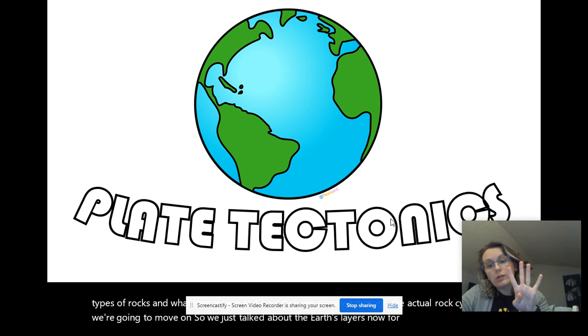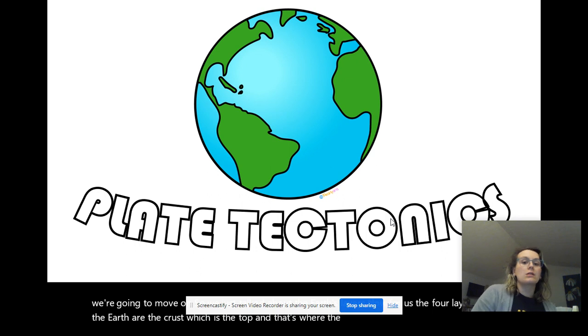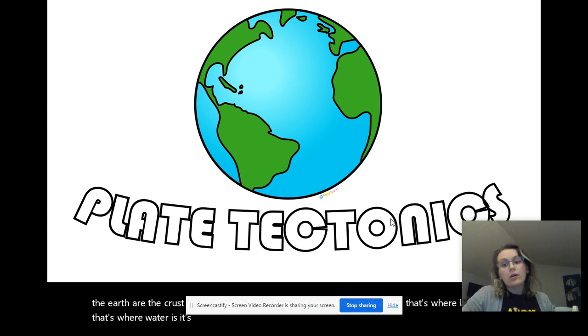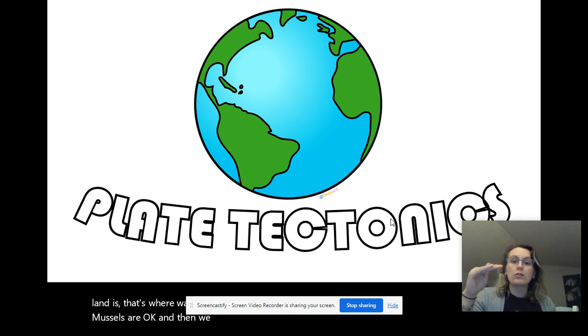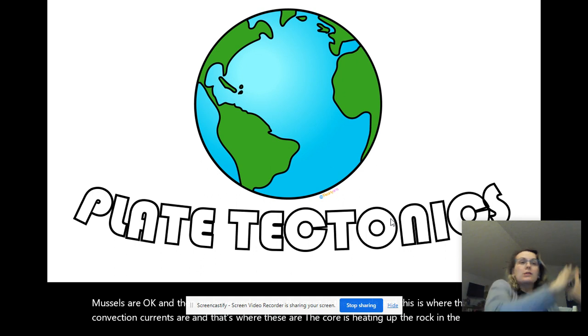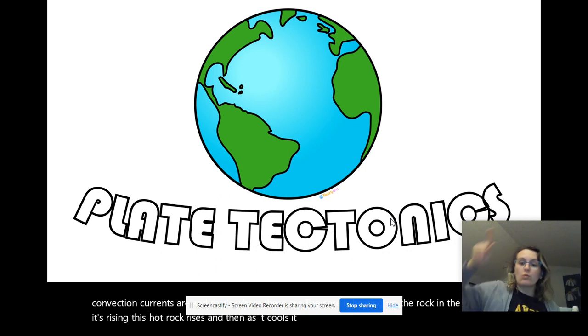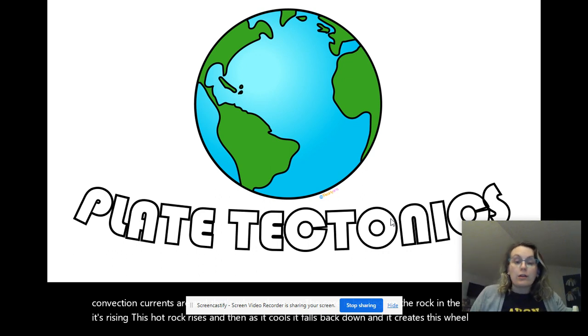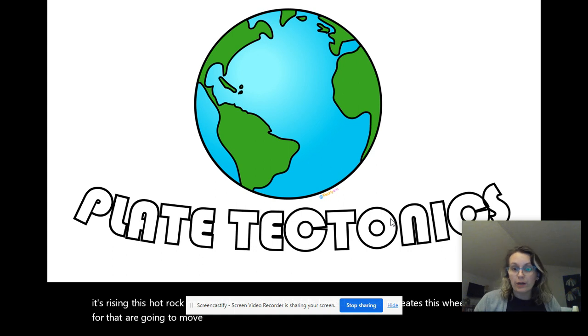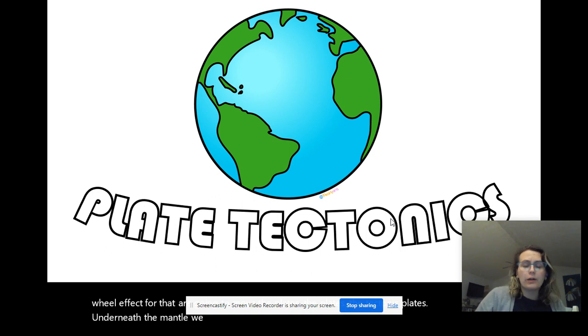Now for us, the four layers of the Earth are the crust, which is the top, and that's where the continents are, that's where land is, that's where water is, that's where fossils are. Okay, and then underneath the crust is the mantle, and this is where the convection currents are, and that's where the core is heating up the rock in the mantle. This hot rock rises, and then as it cools it falls back down, and it creates this wheel effect that is going to move the plates, the tectonic plates.